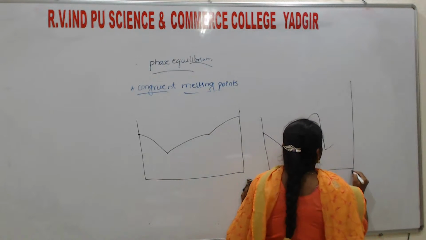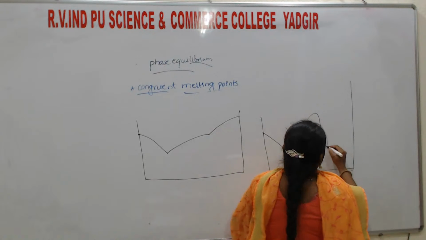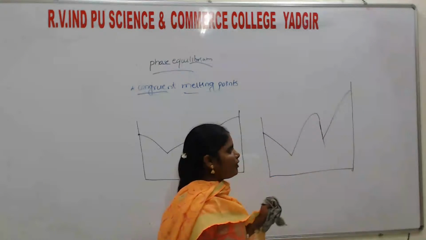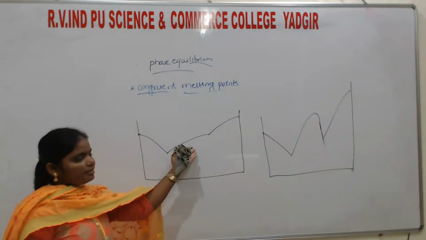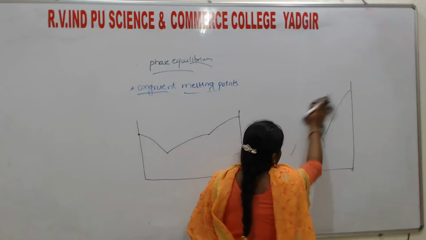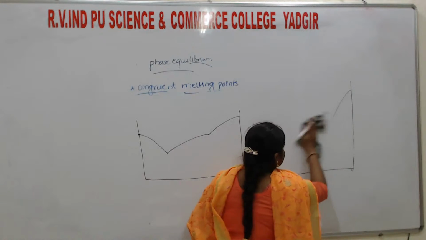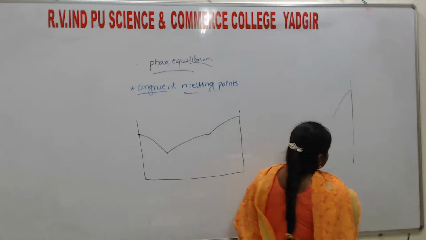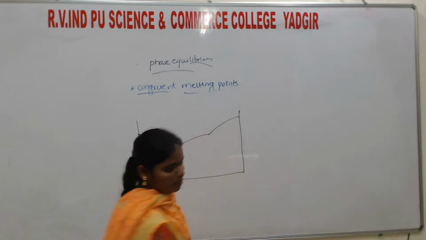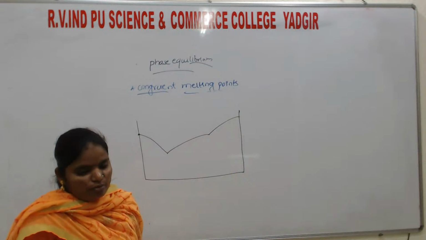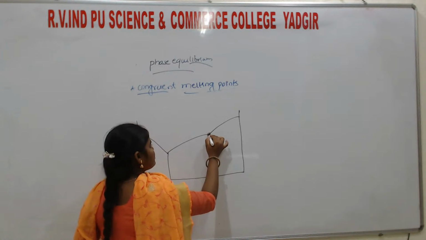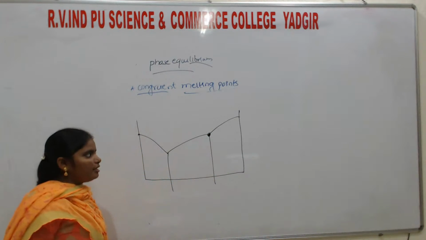Okay, the formation is here. This type is congruent. Incongruent means this is a phase diagram. Here the formation goes up to here, and this is a special condition.